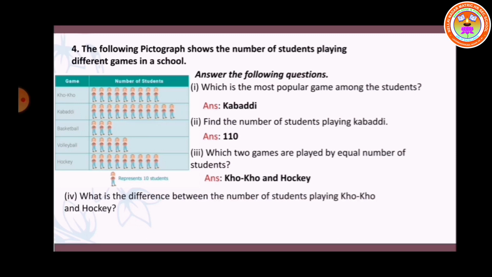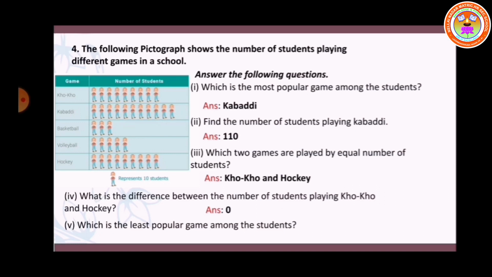Fourth question. What is the difference between the number of students playing Kho-kho and hockey? So Kho-kho, 1 doll is 10 students. So 9 dolls into 10. So 9 into 10 is 90. So 90 students. And hockey also 9 dolls. So 9 into 10, 90 students. So you have to find out the difference. 90 minus 90. Yes, 0. The answer is 0.